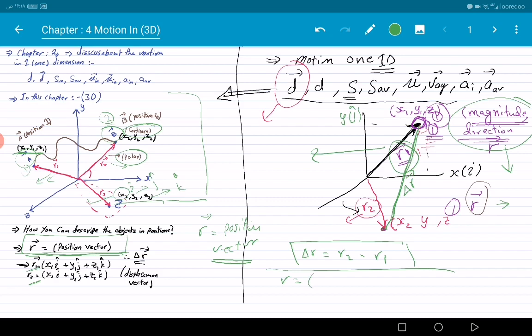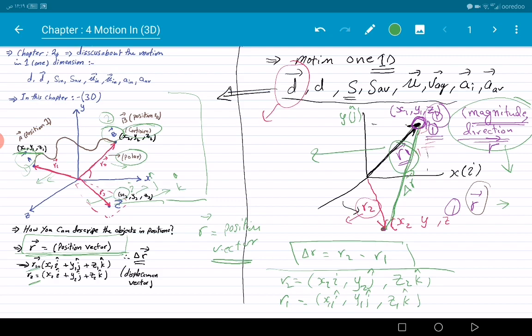So R1 and R2: R2 is equal to x2 i hat, y2 j hat, z2 k hat, and R1 is equal to x1 i hat, y1 j hat, z1 k hat.